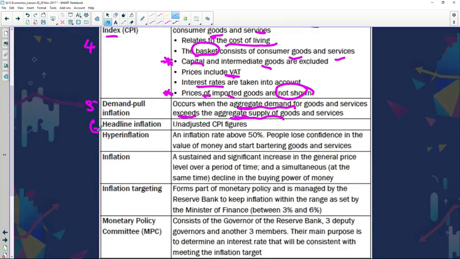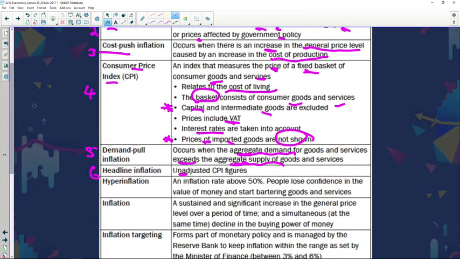Then moving on to headline inflation, these are unadjusted CPI figures. Remember, CPI, our Consumer Price Index, we've just looked at that. That was our number 4. So these will be the unadjusted figures of the CPI, and we call that headline inflation.